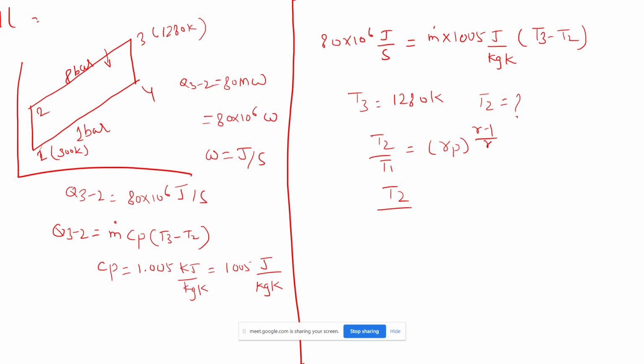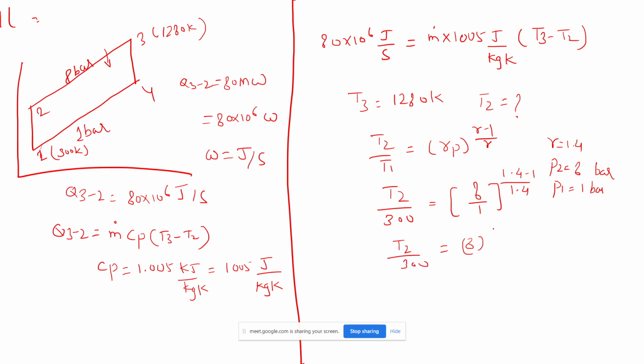So temperature T1 is already given, 300 Kelvin. And what is the pressure ratio? 8 divided by 1. Gamma value they have given 1.4, and P2 they have given 8 bar, P1 is 1 bar. So here we can write 1.4 minus 1 upon 1.4. So T2 upon 300 is equals to 8 to the power 0.4 divided by 1.4.